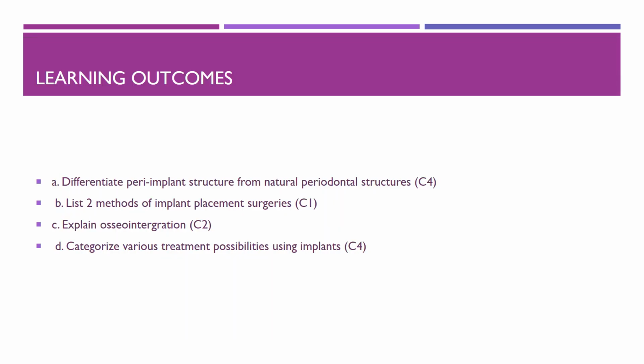Coming to the learning outcomes: differentiate peri-implant structure from natural periodontal structures. List two methods of implant placement surgeries. Explain osseointegration. Categorize various treatment possibilities using implants.